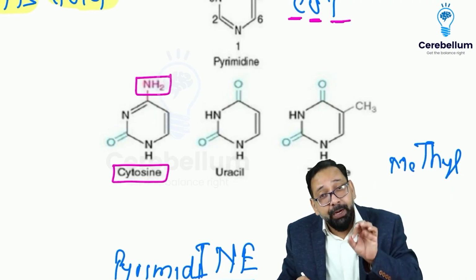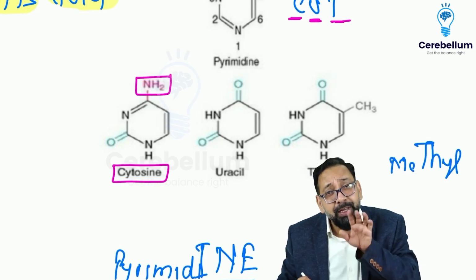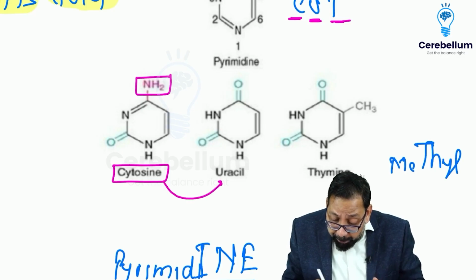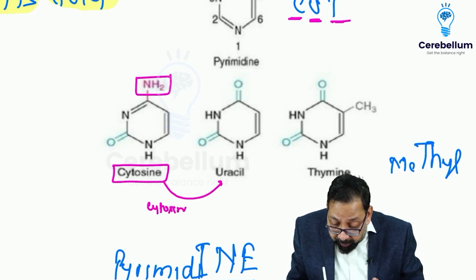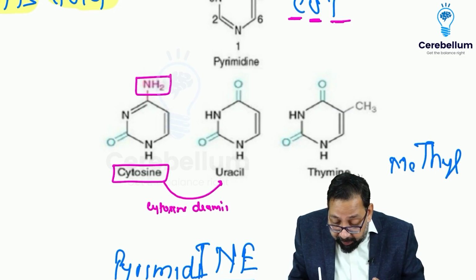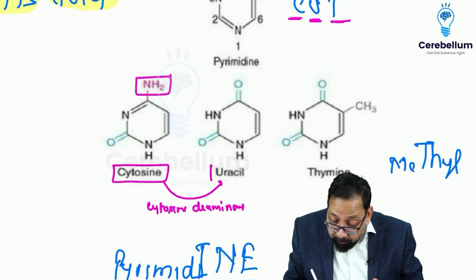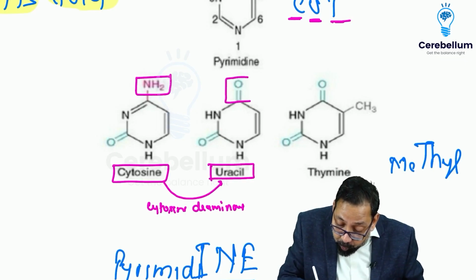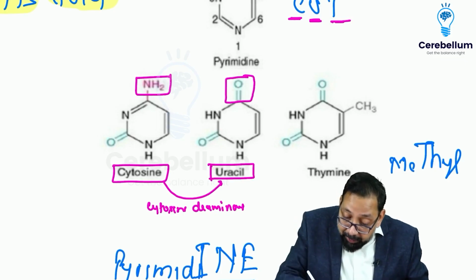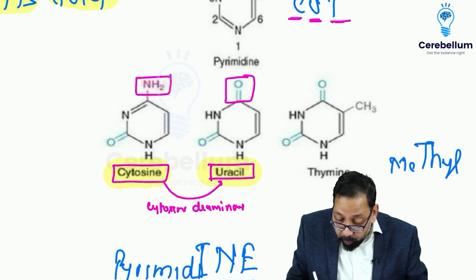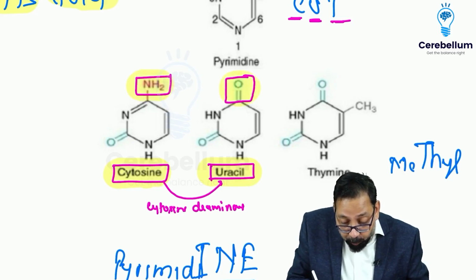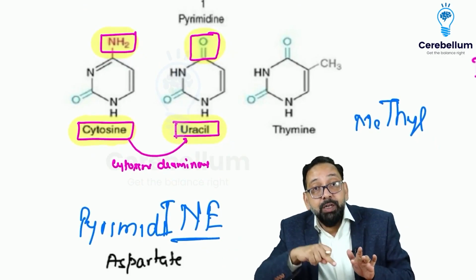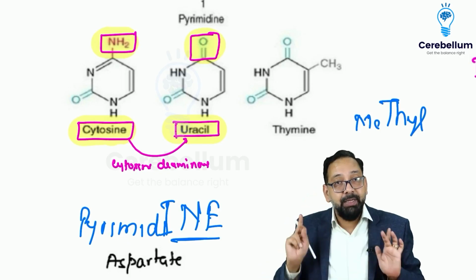And we have read that whenever you remove an amino group, a keto group joins. So if I remove the amino group by the enzyme cytosine deaminase, this cytosine would be converted to uracil, meaning this amine group will be converted to a keto group. So the only difference between cytosine and uracil is the amine group and keto group. And in our body, cytosine can be converted to uracil by cytosine deaminase.